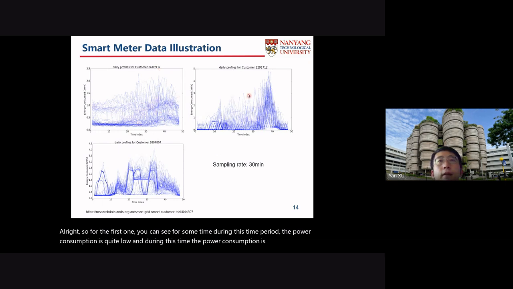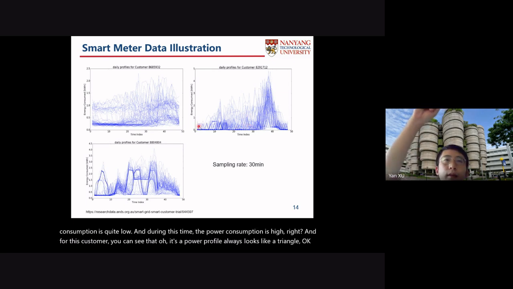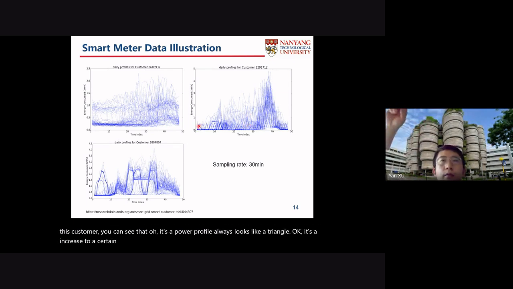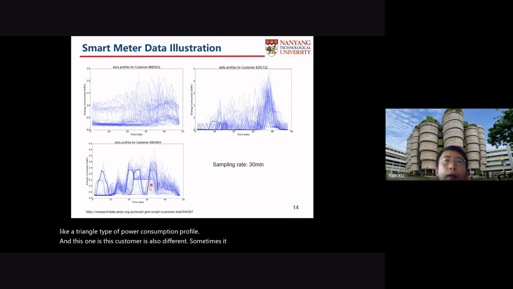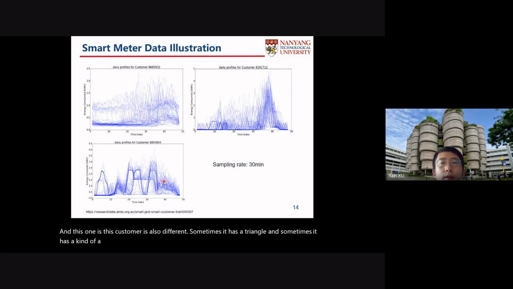Right? And for this customer, you can see that this power profile always looks like a triangle. It increases to a certain limit and decreases, then increases again, repeating. So it's more like a triangle type of power consumption profile. And this other customer is also different. Sometimes it has a triangle, and sometimes it has a flat, trapezoidal type of power consumption profile.